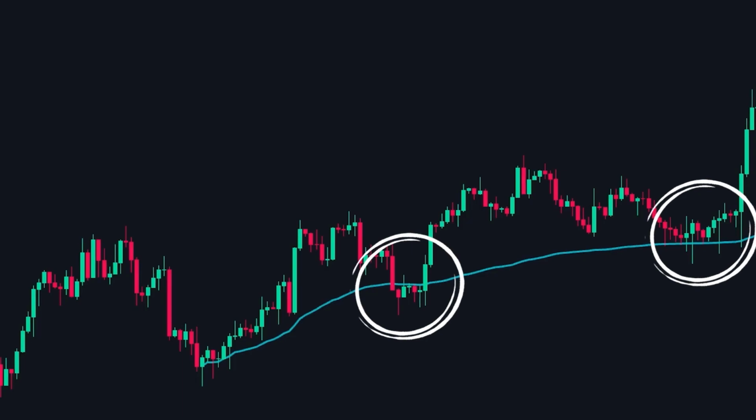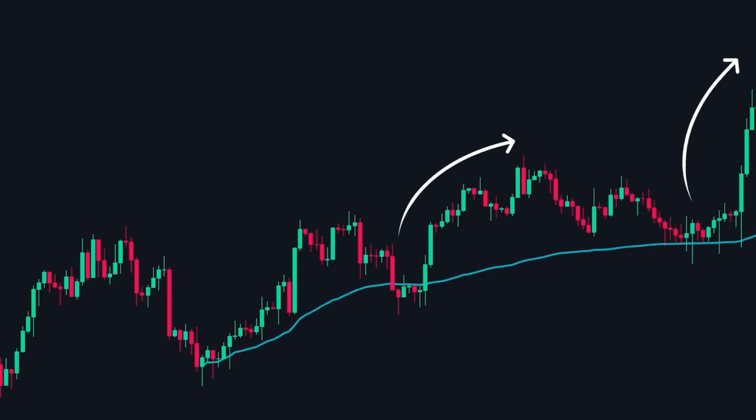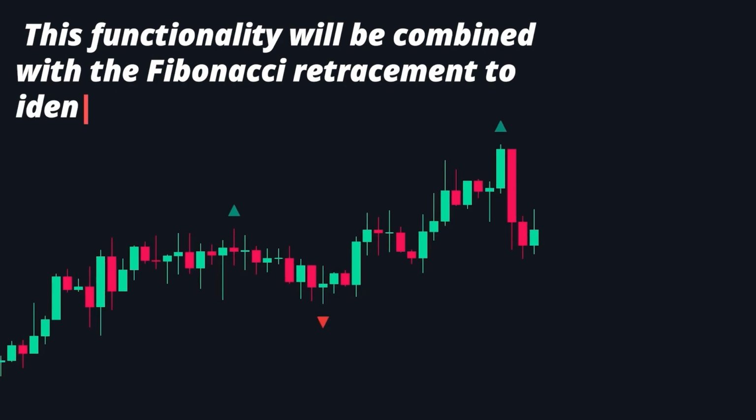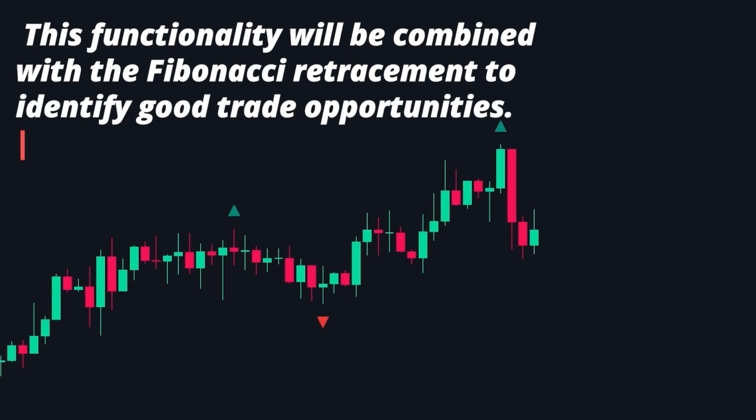In an uptrend, when the price falls below the anchored VWAP, buyers often enter and drive the price upward. In contrast, in a downtrend, when the price rises over the anchored VWAP, sellers enter and drive the price lower. This functionality will be combined with the Fibonacci retracement to identify good trade opportunities.